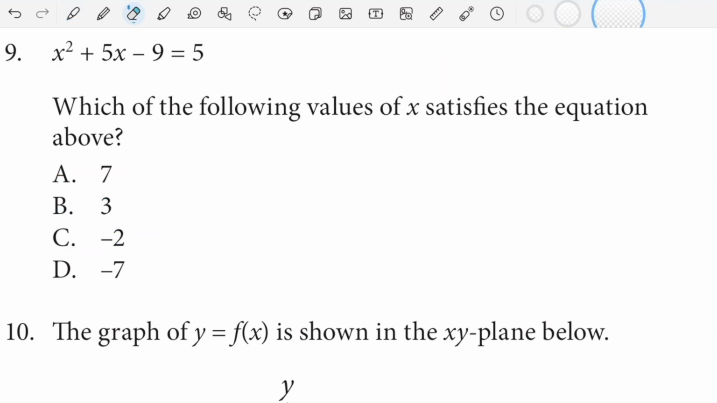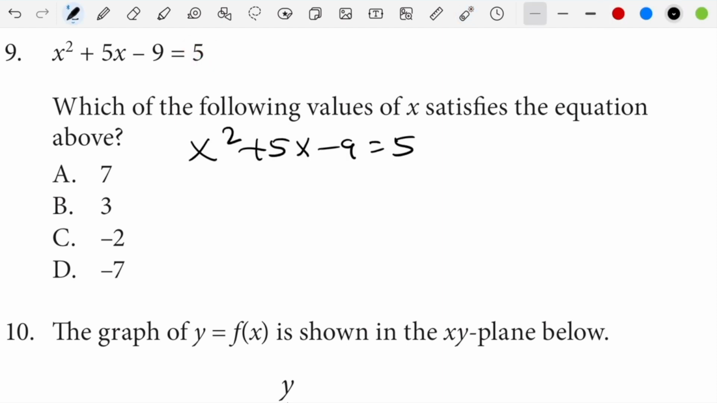That's one way. Another way is doing the math, right? I'm showing you this because, guys, when you're doing a test, sometimes you remember. So the idea is the following. If I want to factor this, I need to have a 0 on one side before I start factoring. That means I've got to cancel the 5 from this side. Minus 5 on one side, minus 5 on the other side. So I have x squared plus 5x minus 14 equals 0.